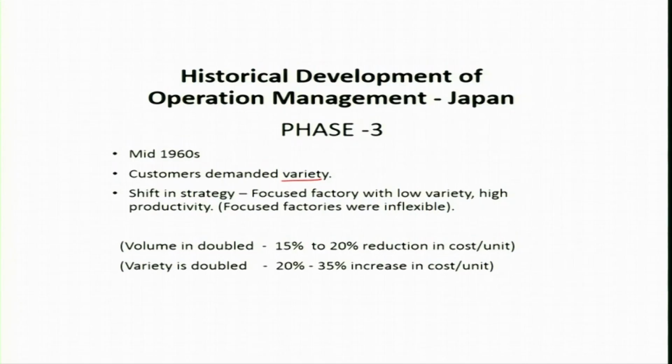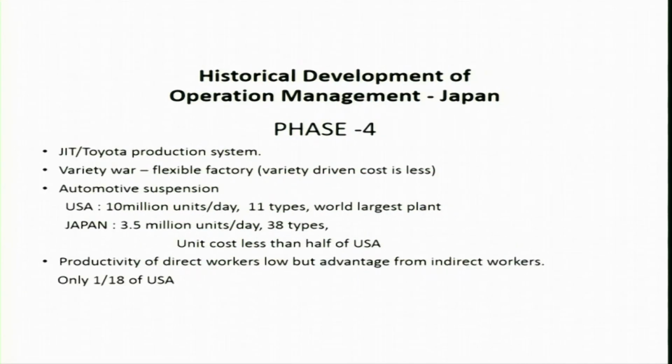The existing factory was with low variety and high productivity, so it was inflexible. They had to divide the factories into small cells, cellular manufacturing systems, and by doing that they were able to produce the variety. As I said, if you double the volumes, the cost per unit is reduced. If you increase the variety, the cost per unit is increased, but Japan wanted to produce large variety without increasing the cost per unit. So, then came phase 4, that is 1970s onward, where the Toyota production system came into picture.